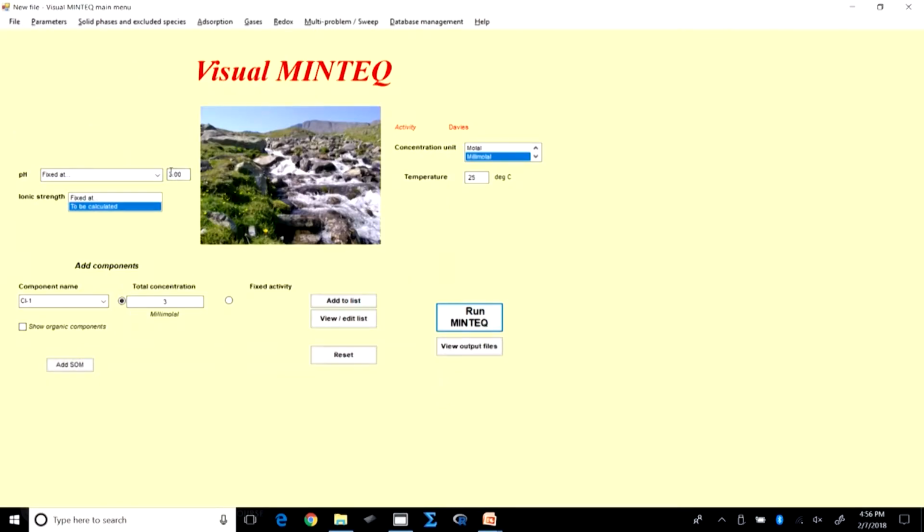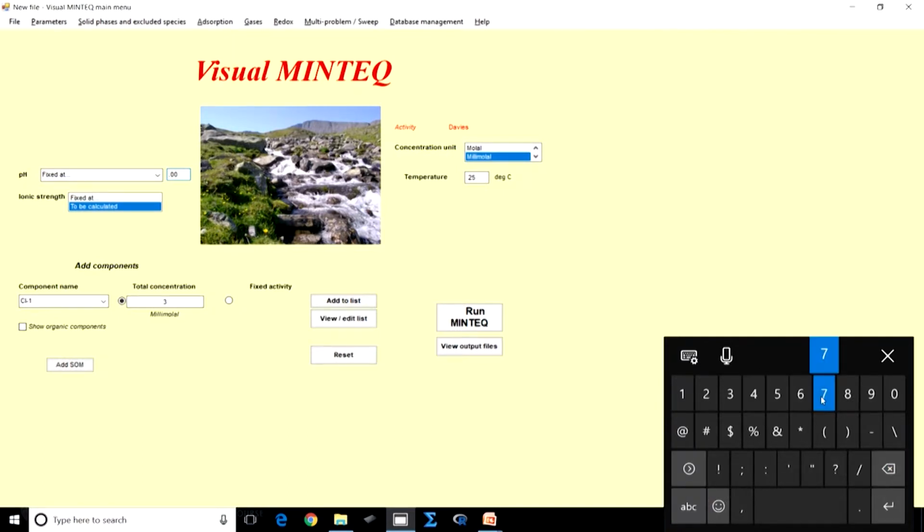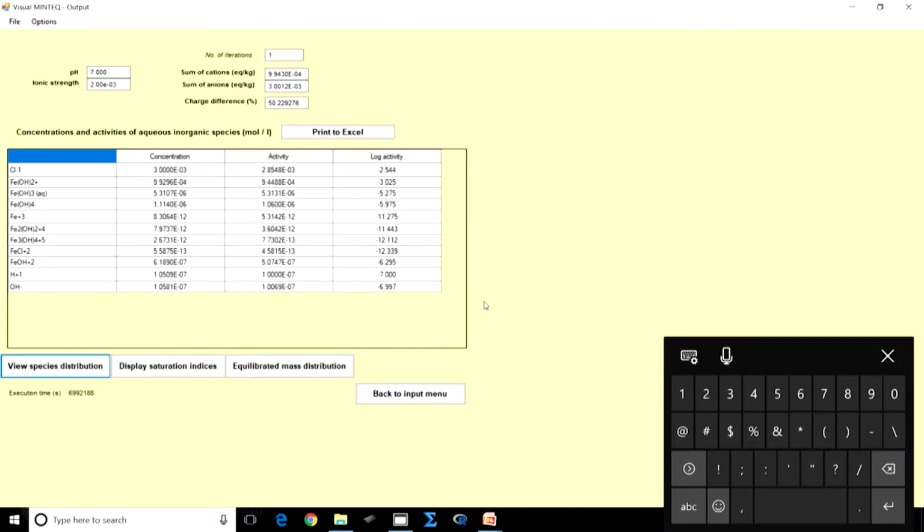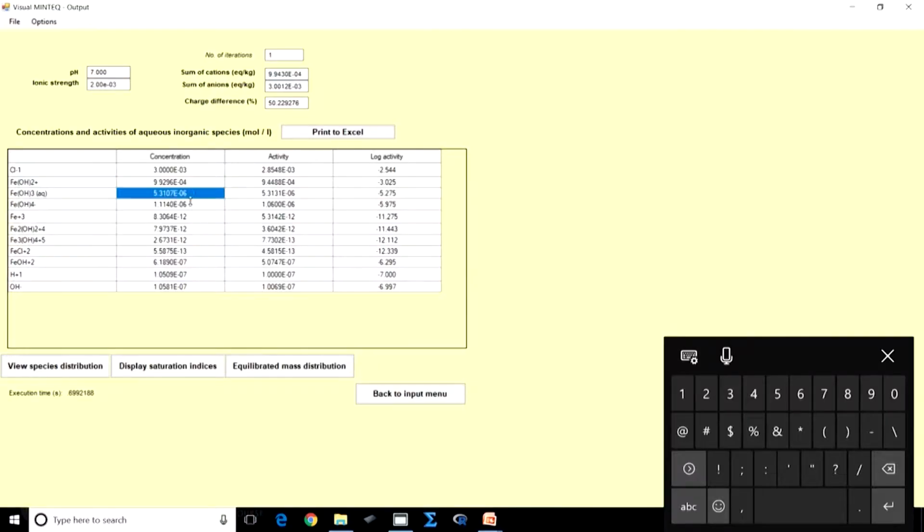So let us go back to pH 7 scenario. I am going to change this to pH 7 and run Mintek. So again same case, I am going to look at the relevant concentrations. So now you see that Fe3+ is now at 10 power minus 12. Earlier at pH 3 it was at 10 power minus 4 concentration. So now again you see that the complexes are at much higher concentrations, and predominant complex is FeOH with 2+ charge. So again what does this tell you?